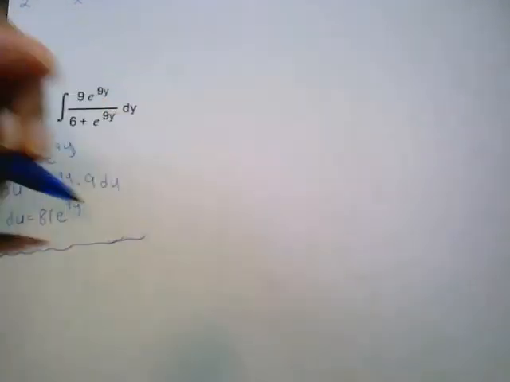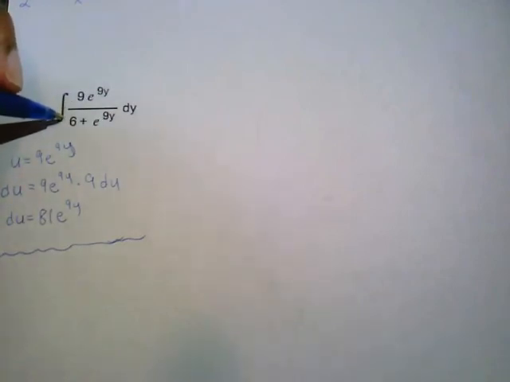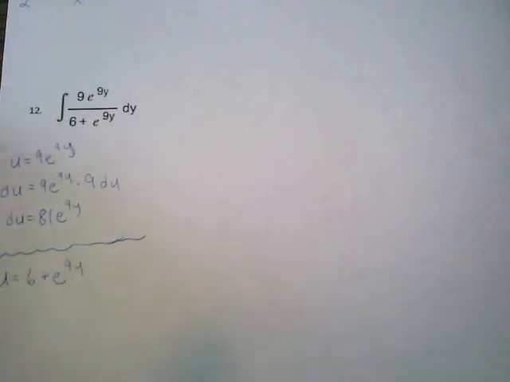So it can be done, but let's see if it might make a little bit more sense to just let u be equal to our denominator. So this time u equals 6 plus e to the 9y. And then we're actually going to end up with almost the same derivative. We'll have du equals, the 6 will become 0, and then we'll just have 9e to the 9y dy. So this looks like it'll go a little bit smoother if we let u equal the denominator.